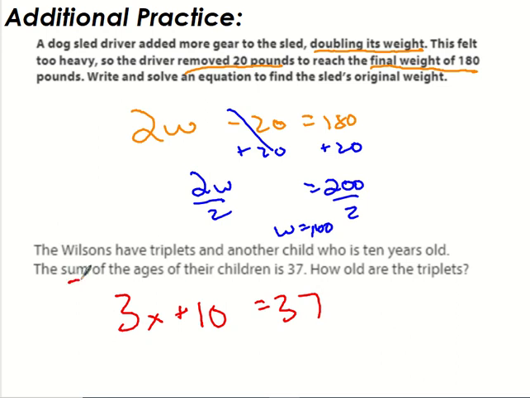Because that's what sum means. Sum means we add them all up. Now I can solve this equation, and then I would be able to figure out the age of the triplets. Subtract 10 from both sides. I get 3x equals 27, divided by 3. x equals 9.